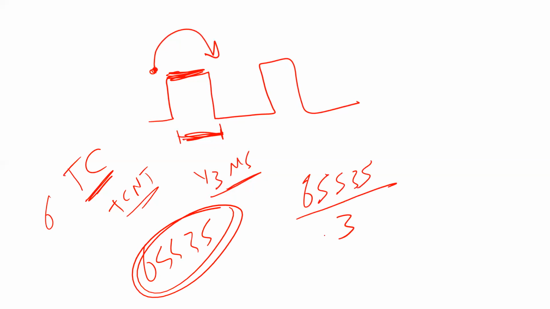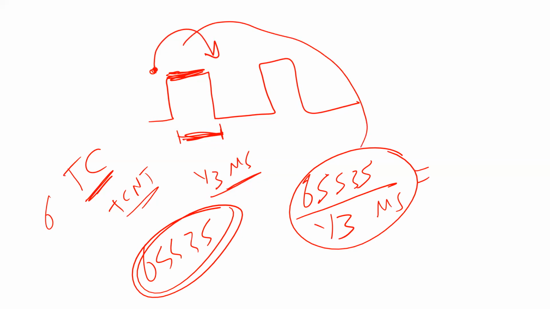So you divide 65,535 by 3, sorry, it's going to be multiplied by 1/3 in microseconds. Anyway, you can calculate it. What I'm saying is it's not too big, not too long. This is the maximum time you can have for this part, and the maximum time for this part as well. You cannot do more than that, okay?